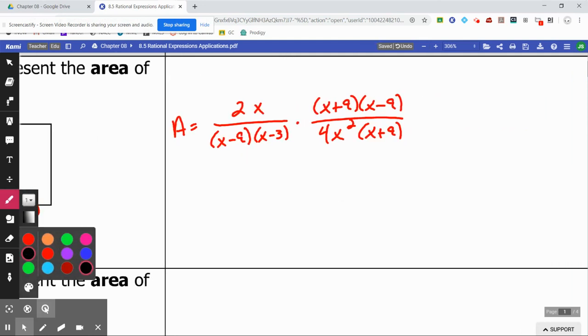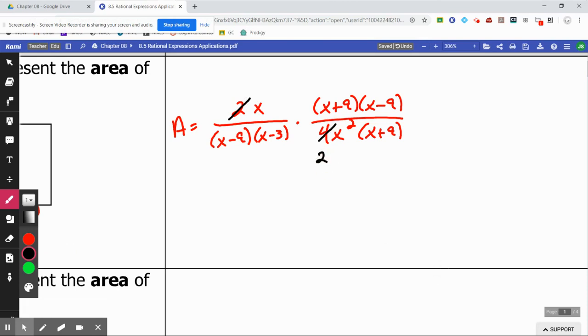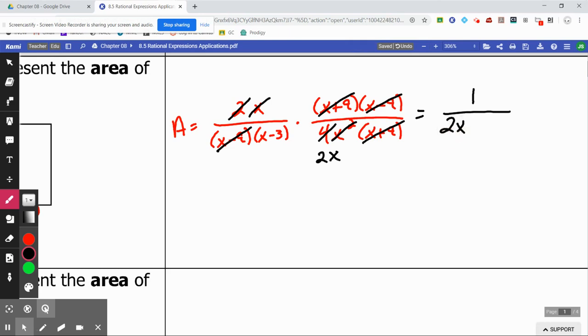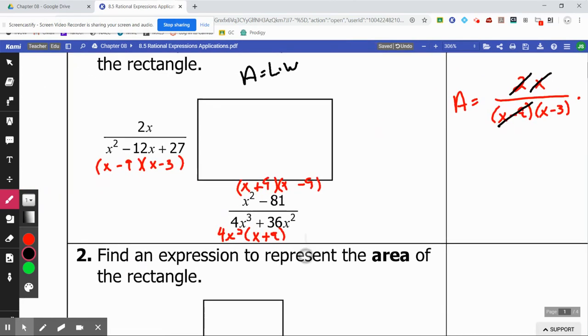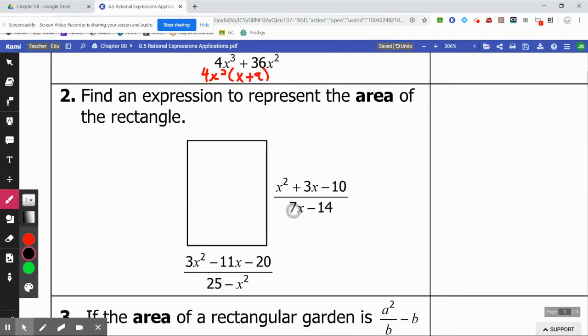Now it's pretty much just canceling. Your monomial, the 2, cancels with the 4, leaves you with a 2. You have 2 x's on bottom, 1 x on top, which would leave you with a single x on bottom. Now the binomials, x minus 9s are gone, x plus 9s are gone. So the area of this would be represented by nothing's left on top, so the 1. And then the monomial first and the x minus 3 second. There's your area.